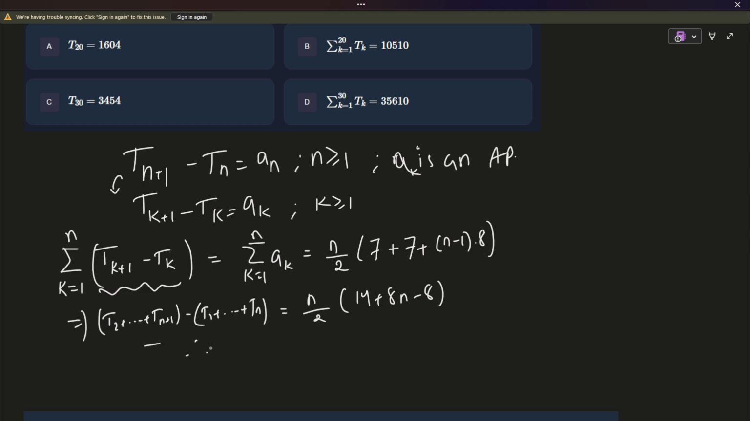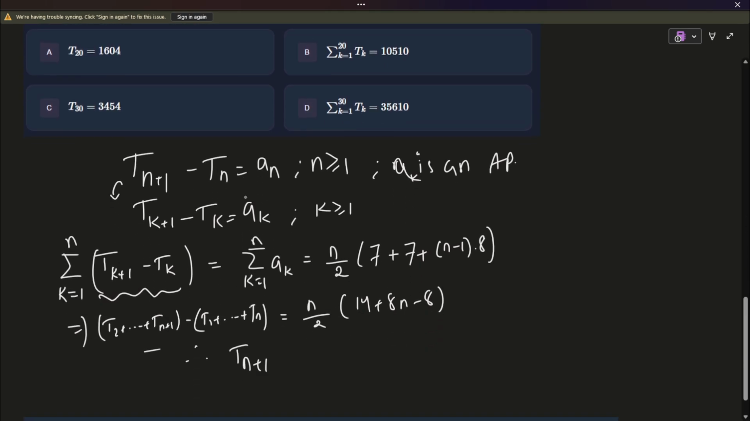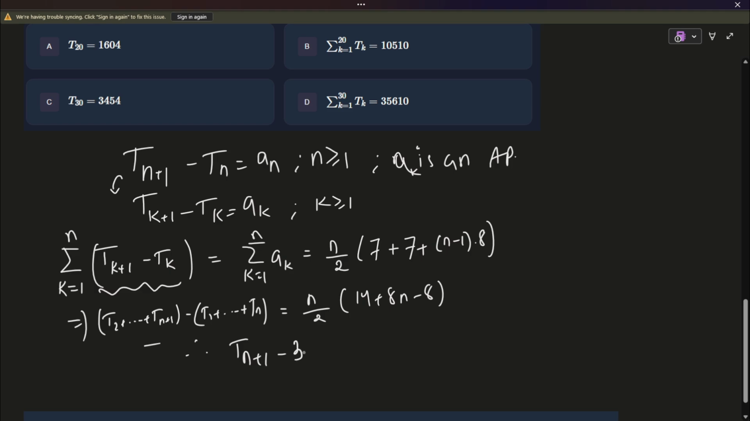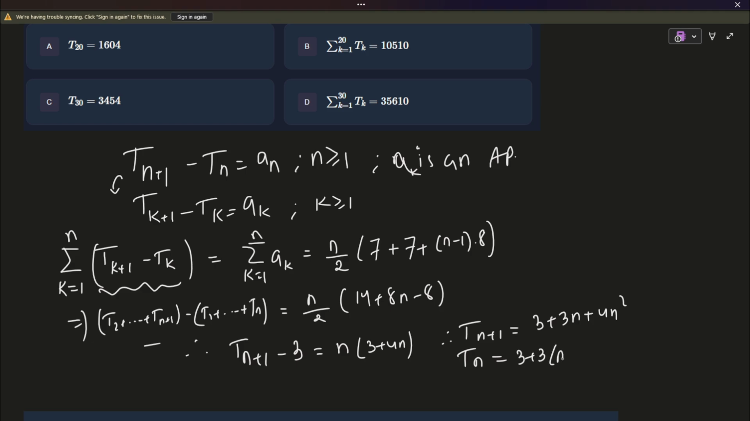And now if you simplify this, T2 and all the rest cancel, so basically minus T1 will remain and plus Tn plus 1 will remain, right? So Tn plus 1, and we know the value of T1 is 3. So Tn plus 1 minus 3 should be equal to n by 2, and this becomes 6 plus 8n, which you can divide by 2 to get 3 plus 4n, right? And therefore Tn plus 1 is nothing but 3 plus 3n plus 4n square. Now to make this in terms of n, you can simply write Tn equals 3 plus 3 into n minus 1 plus 4 into n minus 1 whole square.